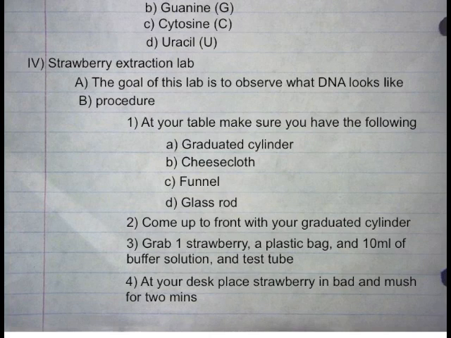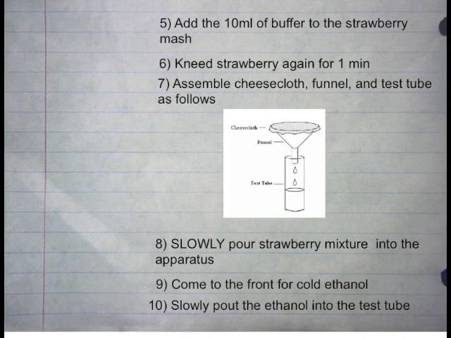At your desk, place the strawberry in a bag and mush for 2 minutes. Add the 10 milliliters of buffer to the strawberry mash. Knead the strawberry again for 1 minute. Assemble cheesecloth, funnel, and test tube. Slowly pour the strawberry mixture into the apparatus. Come to the front for cold ethanol. Slowly pour the ethanol into the test tube.